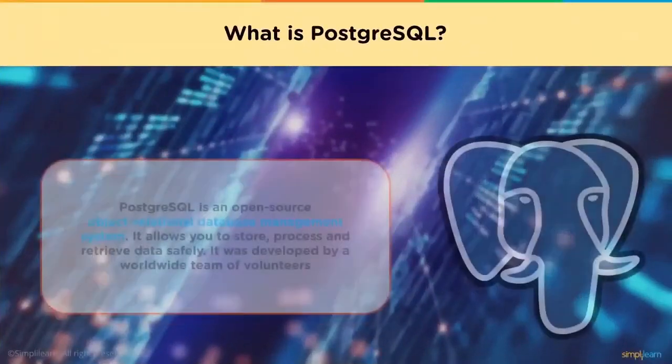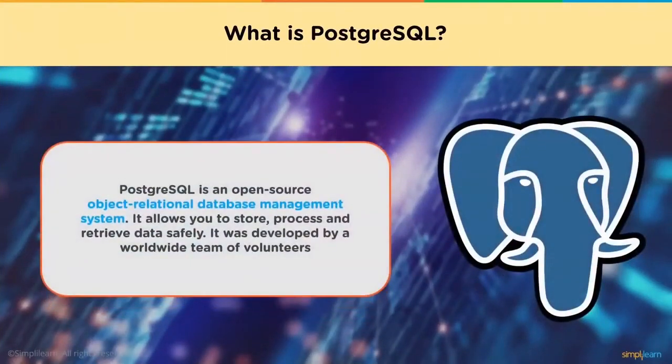So let's begin by understanding what is PostgreSQL. PostgreSQL is an open source object relational database management system. It stores data in rows with columns as different data attributes.